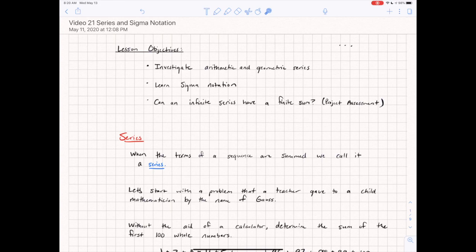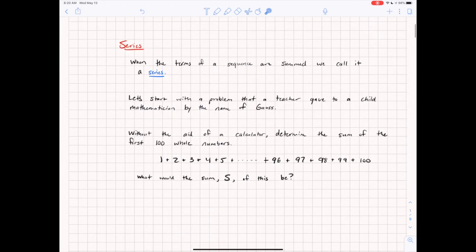So a lot of the words that are thrown around right now are this idea of a series, this idea of a sum. So let's go through and define that. When the terms of a sequence are summed, we call it a series. That's really the basic definition for this. Recall that a sequence is just an ordered list of quantities, of numbers, of objects, etc. So if I was to add up each of the individual terms of that sequence, then that is called a series.